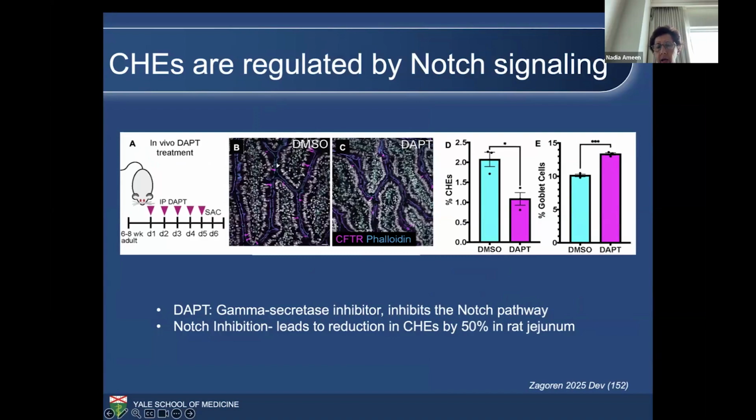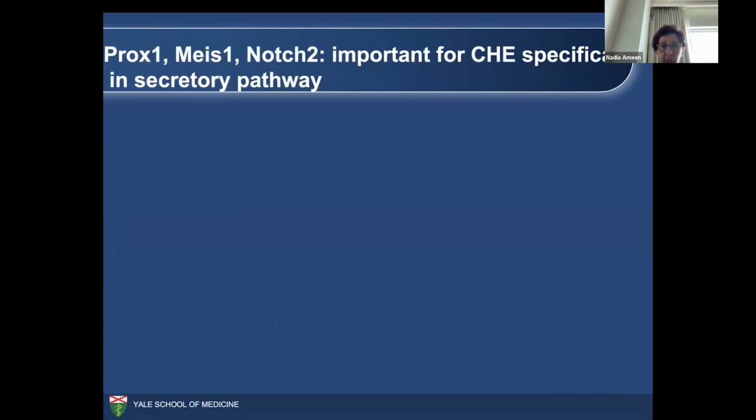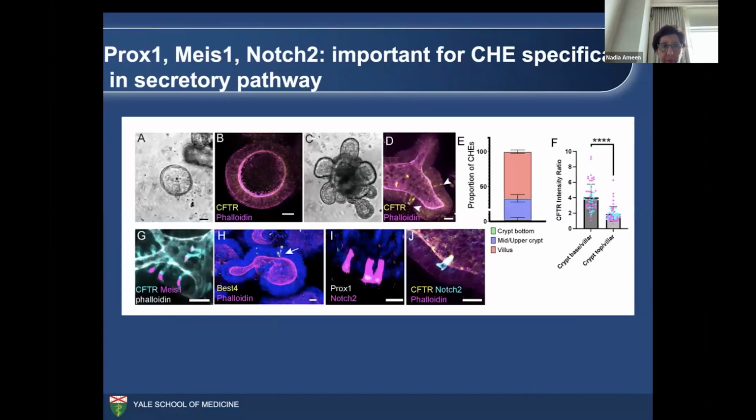And you can see on the images and also by the quants that the percentage of Chi cells is down by at least 50%, confirming the role of Notch signaling in these cells. And then in terms of the PROX1 MICE1 stuff, we generated organoids using the rat jejunum because these cells are absent in mice. So this was a completely new model that we had to generate to be able to study these cells.